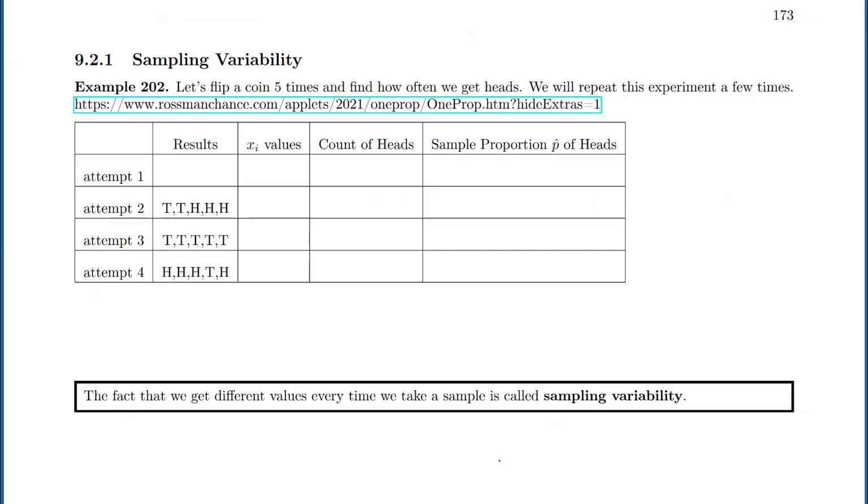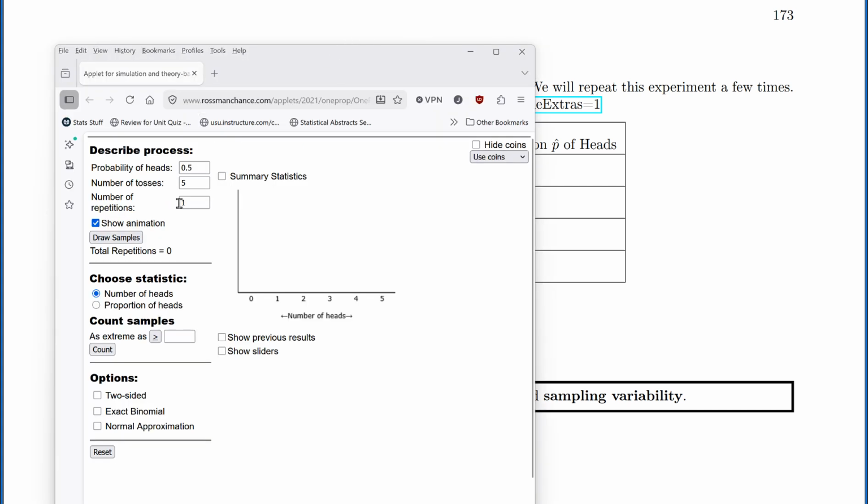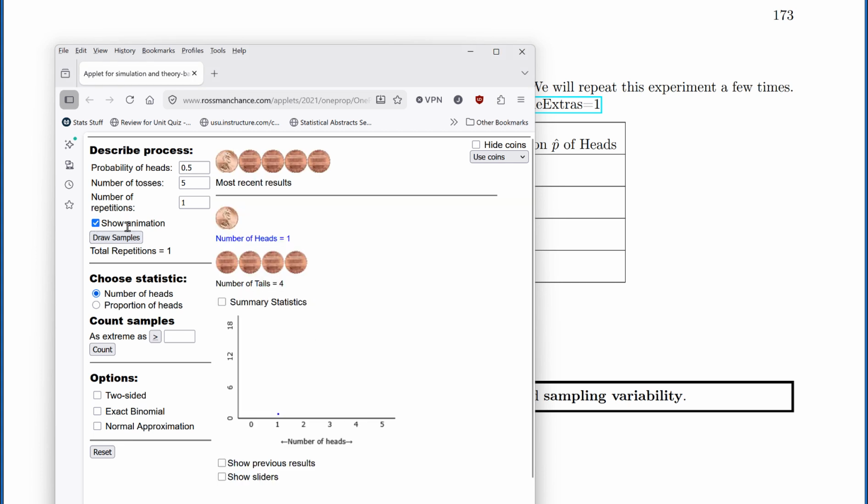So now let's talk about sampling variability. Let's say we want to flip a coin 5 times and find out how often we get heads. We'll repeat this experiment a few times. So we'll come to this website where we can say we want to do 5 tosses. And I draw my sample.